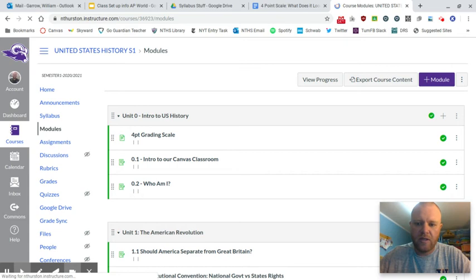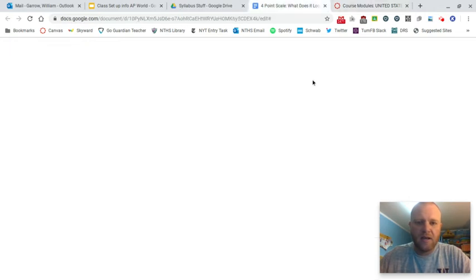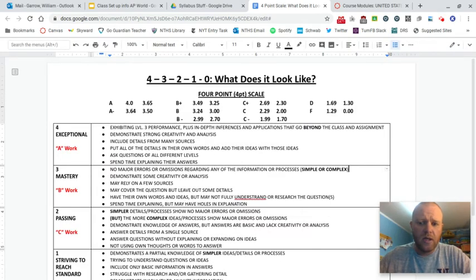One thing I do want to point out is that at the beginning of the school year, you're going to have your unit 0, and that's just the introduction to our class. And one of the pages in that introduction is going to be the 4-point grading scale page. And when you select that, you're going to be taken to this Google document, which is going to show you how we use the 4-point grading scale.